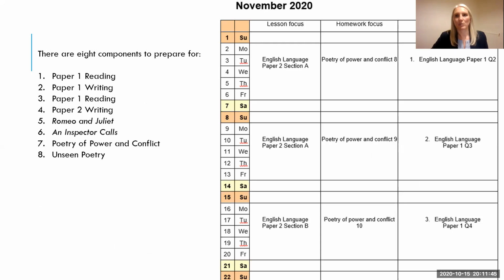Some of those we can cover in lessons. Some they will need to do independently. So this, as an example, is November's calendar.